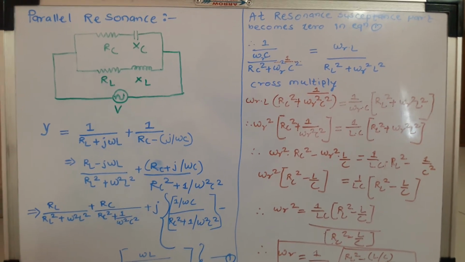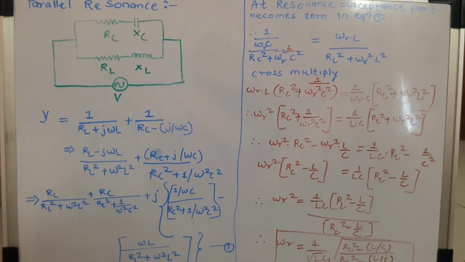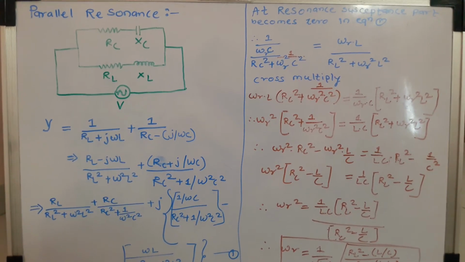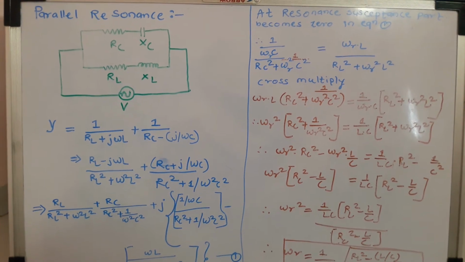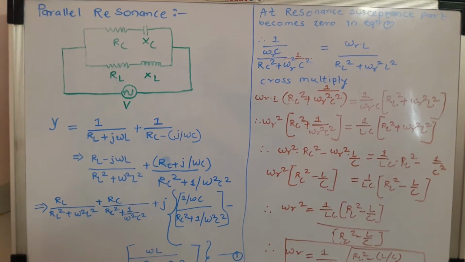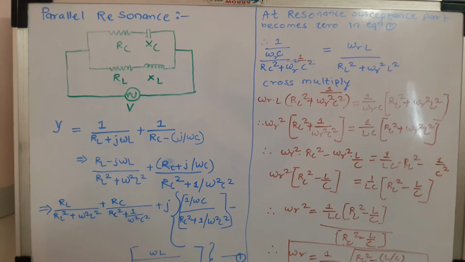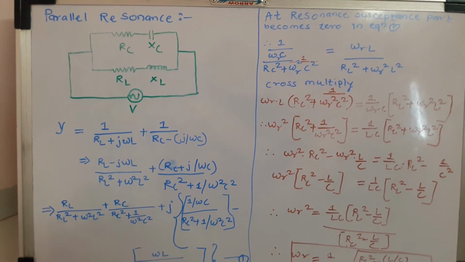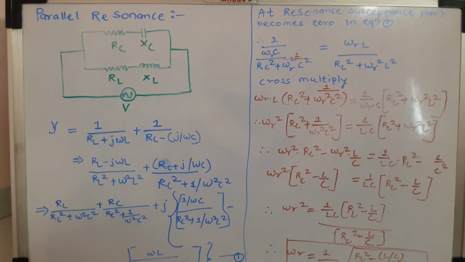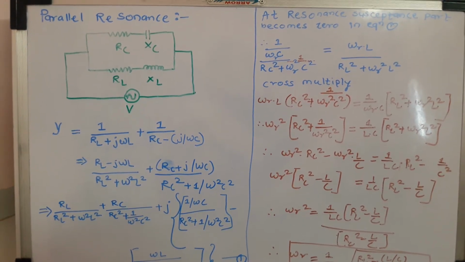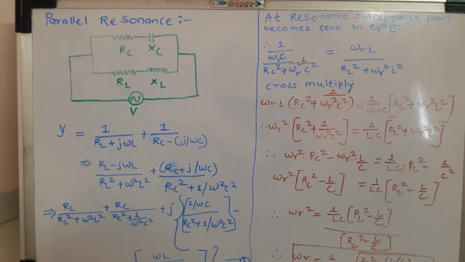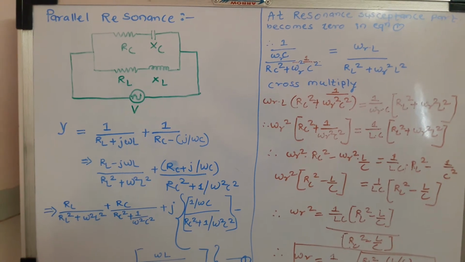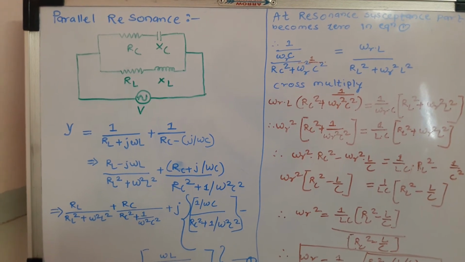So let us start with parallel resonance circuits. Basically, the condition for resonance is the same: when capacitive reactance becomes equal to inductive reactance, we say resonance has occurred, and the frequency at which this occurs is called the resonant frequency. So when Xc is equal to XL, the two branch currents are equal in magnitude but 180 degrees out of phase with each other.